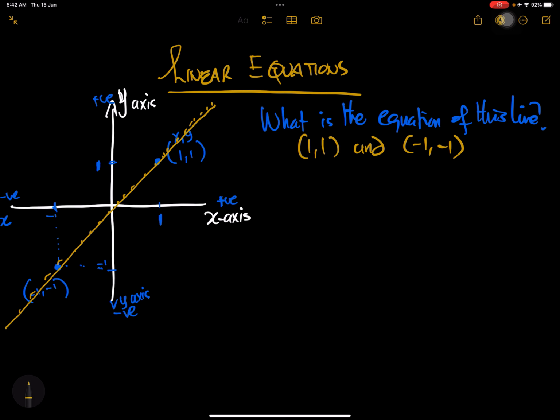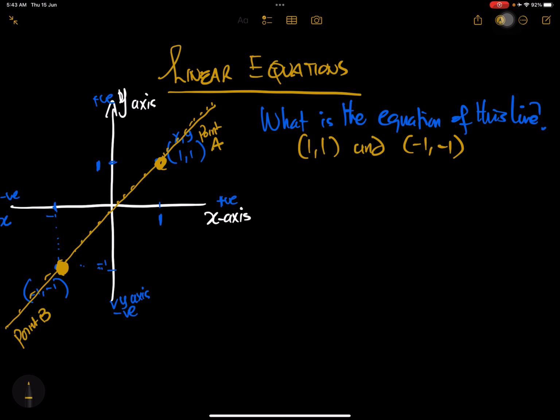So we have to have this as point A. Let's say this is point A, and then let's say this is point B. Don't forget our point A is right there, which is 1 comma 1, and our point B is right here, which is negative 1 comma negative 1.